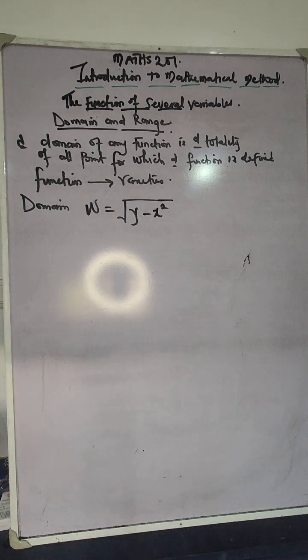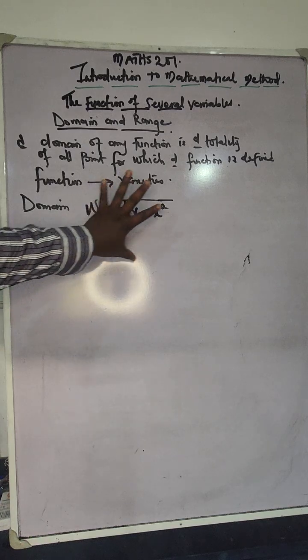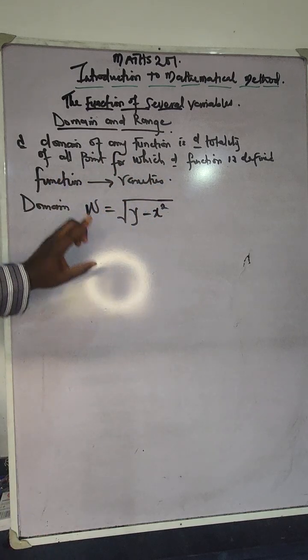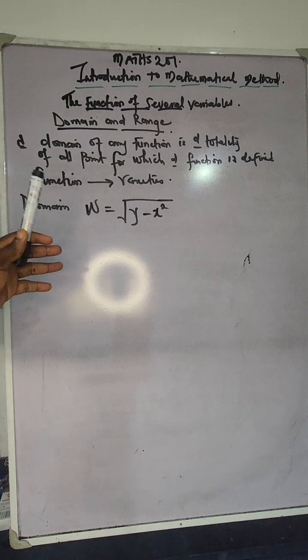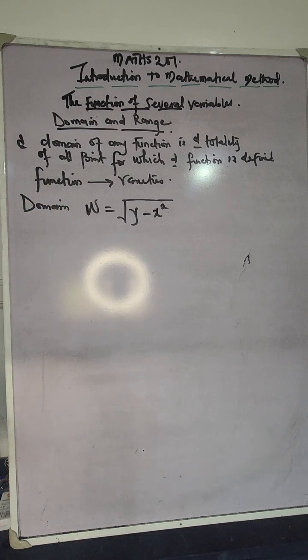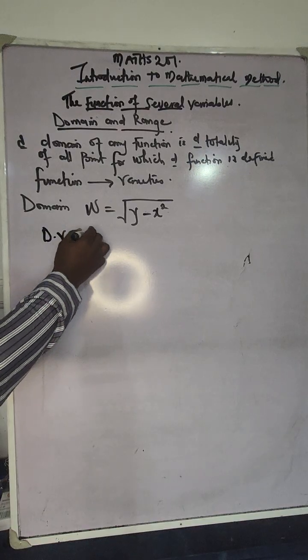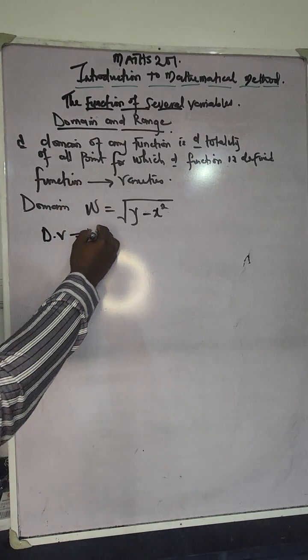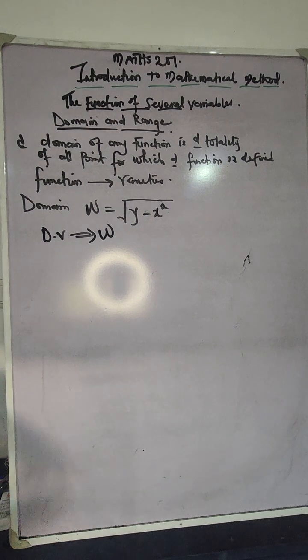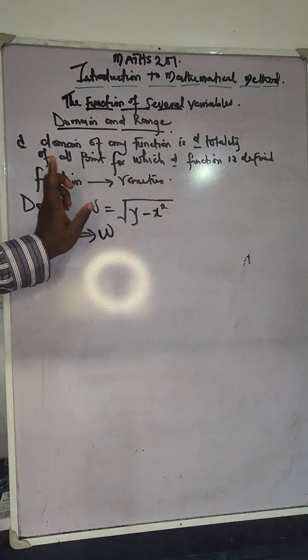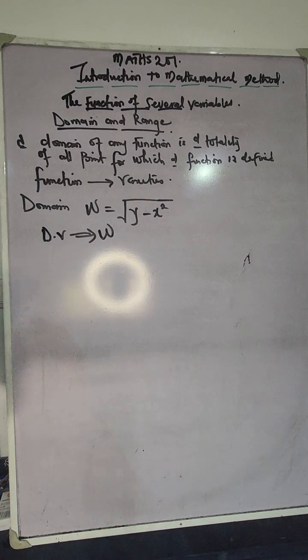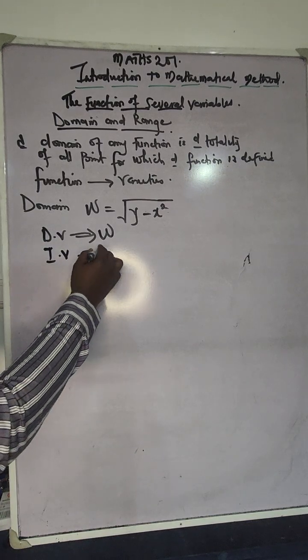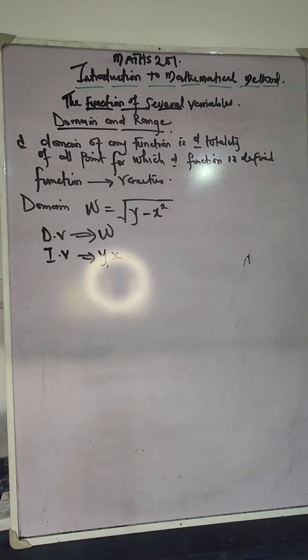Now, if I ask you what is the dependent variable in this system, for the sake of this video, we'll be calling the dependent variable DV. So what is the DV in this question? The dependent variable is w, because w is waiting for the values of y and x to survive. And the independent variables, IV, are y and x. True or false? Okay. Now that we have stated this as a foundation, what can we say is the domain of the function?